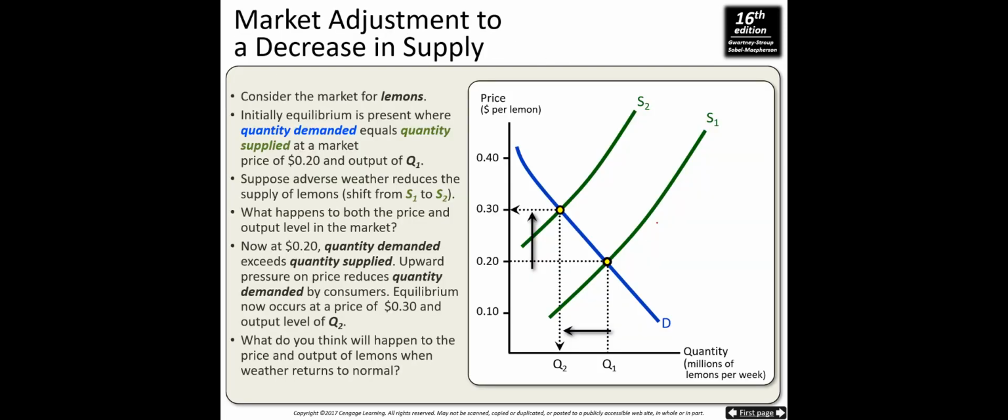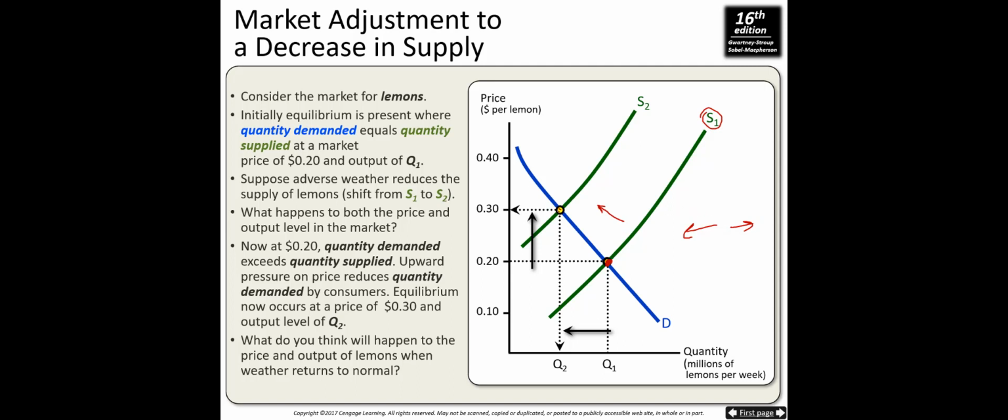Let's see this example. Consider the market for lemons. Initial equilibrium is present where quantity demanded equals quantity supplied. We are here, 0.2 and Q1. Suppose adverse weather reduces the supply of lemons. Okay, again, we are shifting the supply curve because weather is a non-price determinant. We shift the supply curve to the left. Remember, it's a parallel shift, and left is this direction, right is this direction. An increase, you shift to the right. A decrease, you shift to the left.